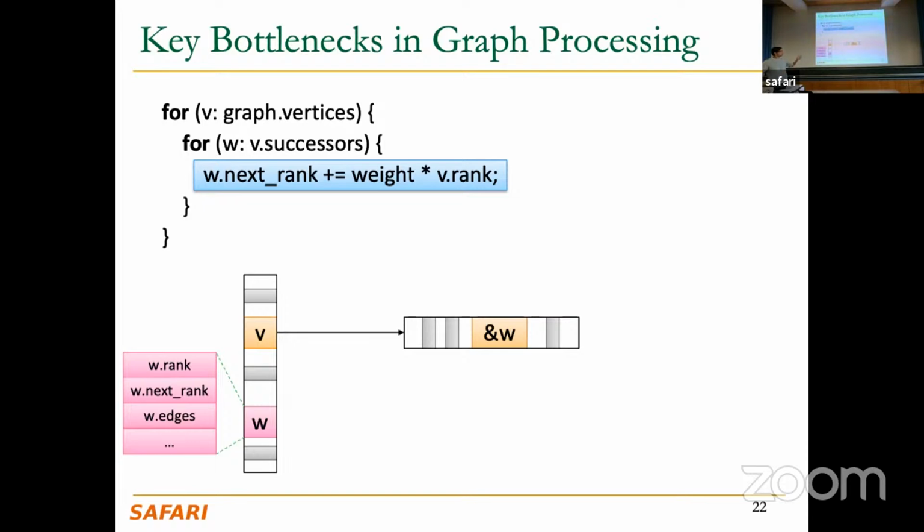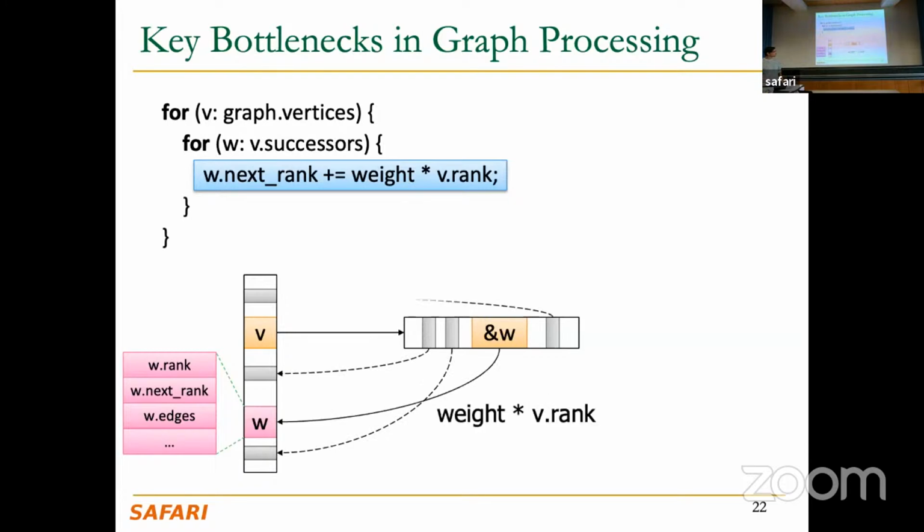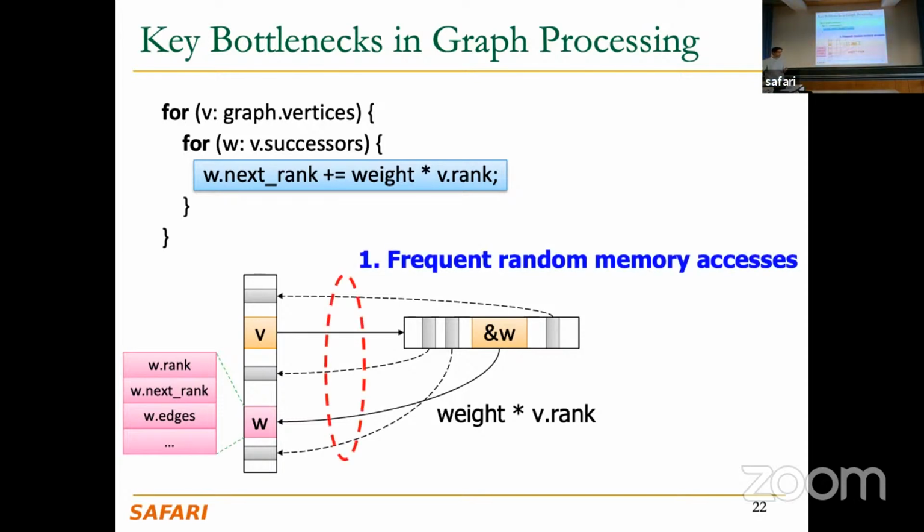So first thing to do is to access V. And V has certain neighbors. We have the addresses of these neighbors here, but these neighbors might be scattered over the whole memory, over the whole data structure that contains it. So sometimes we'll have to access here, sometimes here, sometimes here, and then we perform this simple multiplication and one accumulation, right? So as you see, there are frequent random memory accesses.